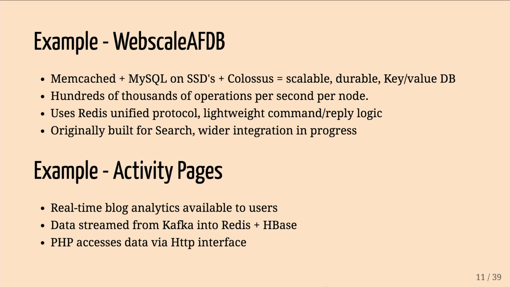And the last example that I'll touch on is something called activity pages. So this is a user-facing feature. It's a very basic real-time blog analytics that we provide for all users. So if you have a blog on Tumblr, you can see basic things like how many likes you've been getting, how many reblogs, who are your biggest fans, and things like that.